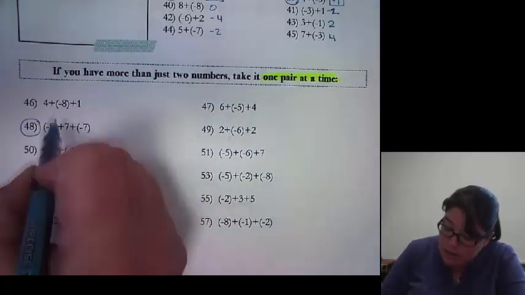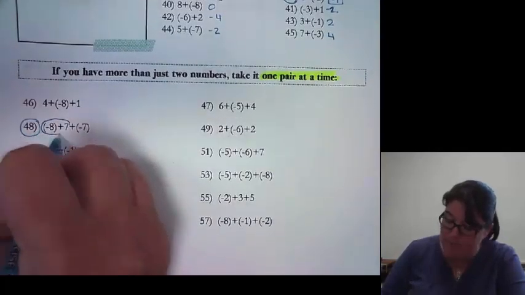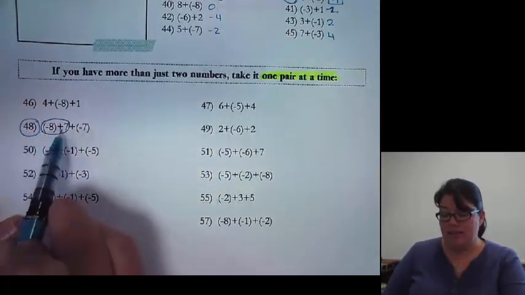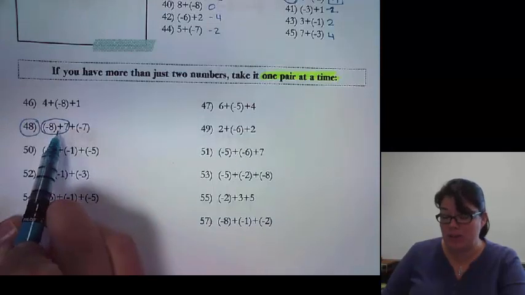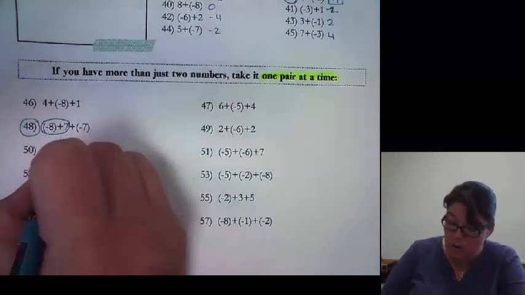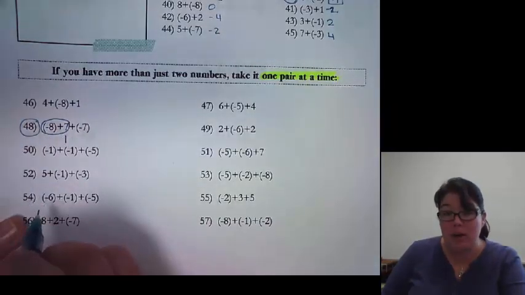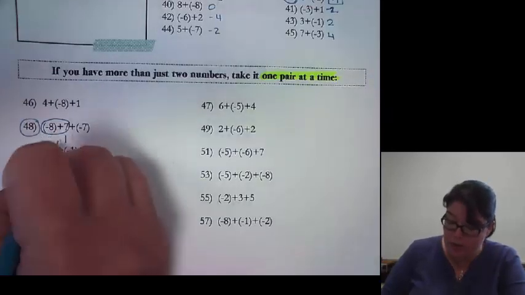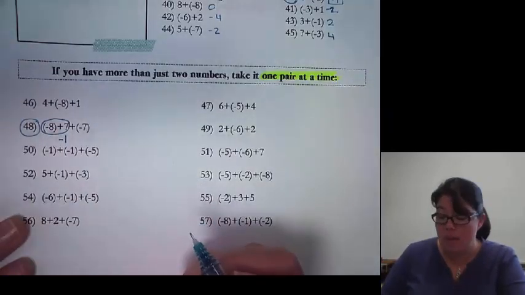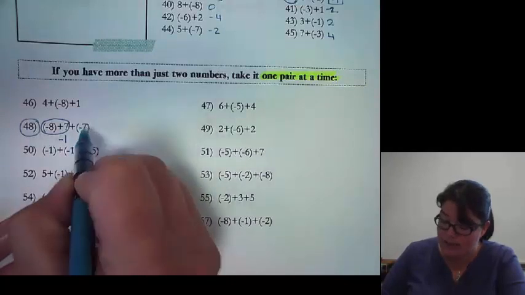Well, I'm going to take it one pair at a time. Negative 8 and positive 7. They're different signs, so I'm going to subtract. 8 minus 7 is 1. I'm going to keep the sign of the bigger one. 8 is bigger, so the answer here is negative 1. But I'm not done because I still have this negative 7.